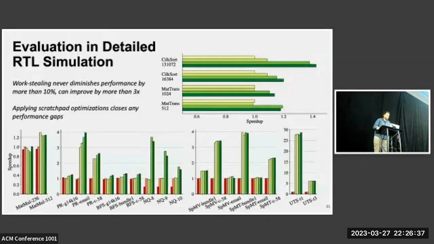What we found is that work stealing never really diminished the performance by more than 10%, and those were on the embarrassingly parallel applications, which we believe would have done just fine in a SPMD environment. But we also found that it can improve the performance by more than 3x. We also found that by applying our Scratchpad optimizations, we could close any of these performance gaps.